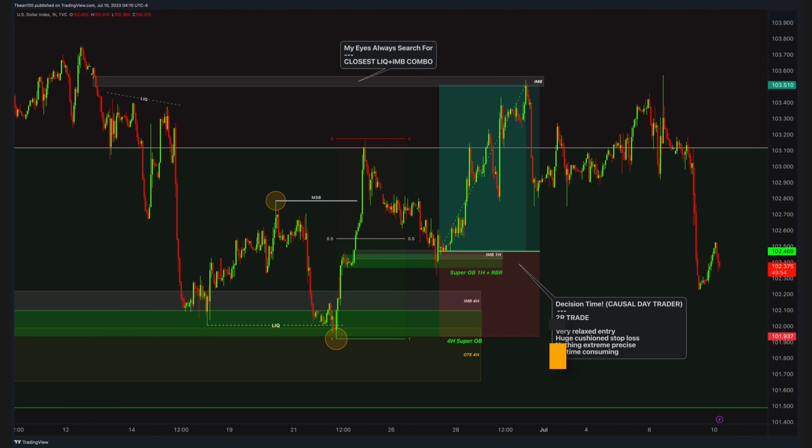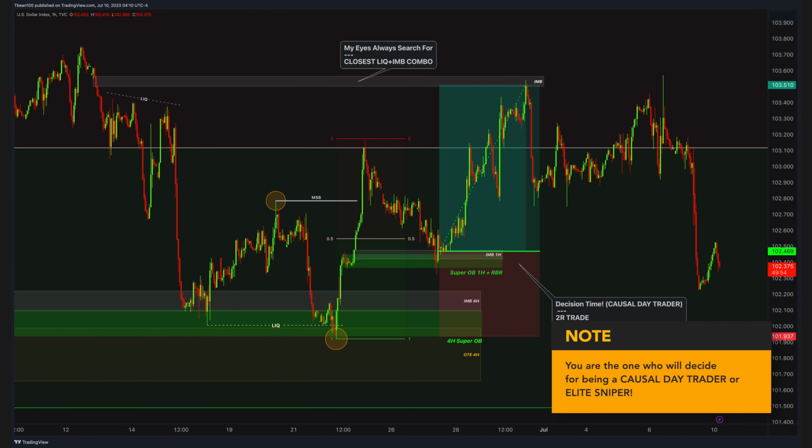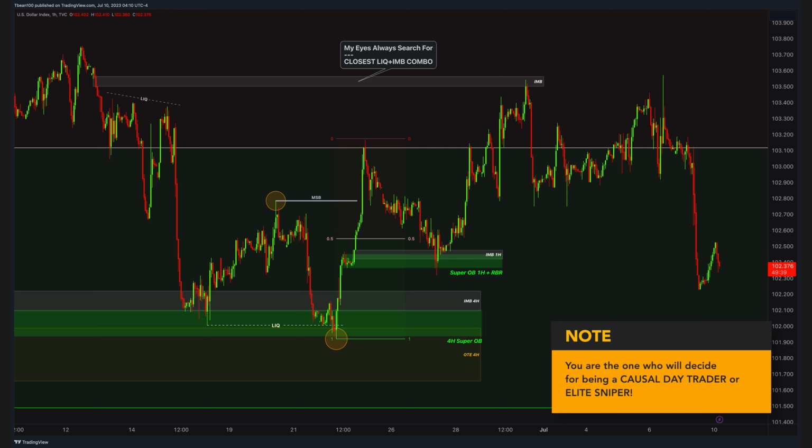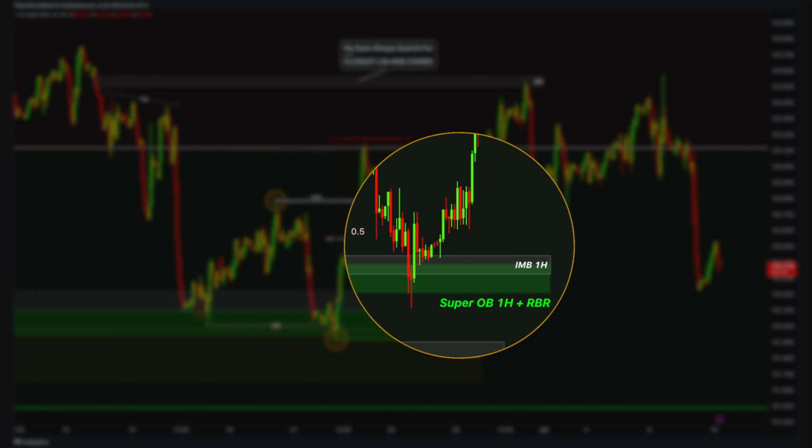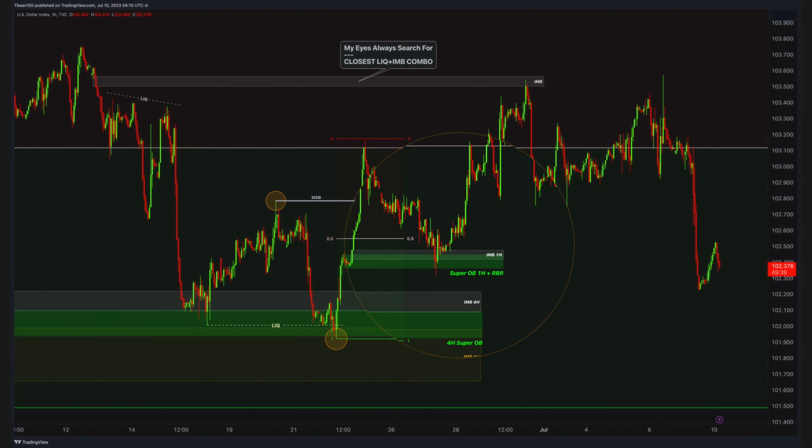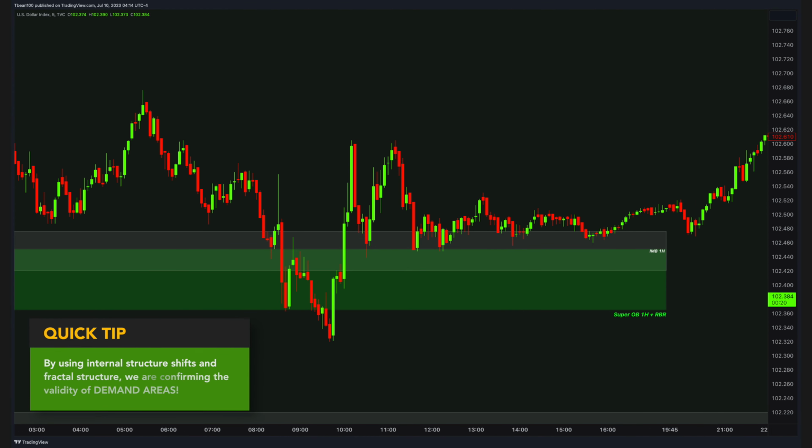Okay, let's remove the casual day trader entry and talk about elite sniper entry. You come to me and say, screw your 2-hour trades and give me more. Let's zoom in deeper in this 1-hour order block area. We'll be checking the 5-minute time frame. Let's see what happens here. Notice this structure shift. How fun is it? 4 hours MSB, 1 hour MSB, now 5 minutes MSB.